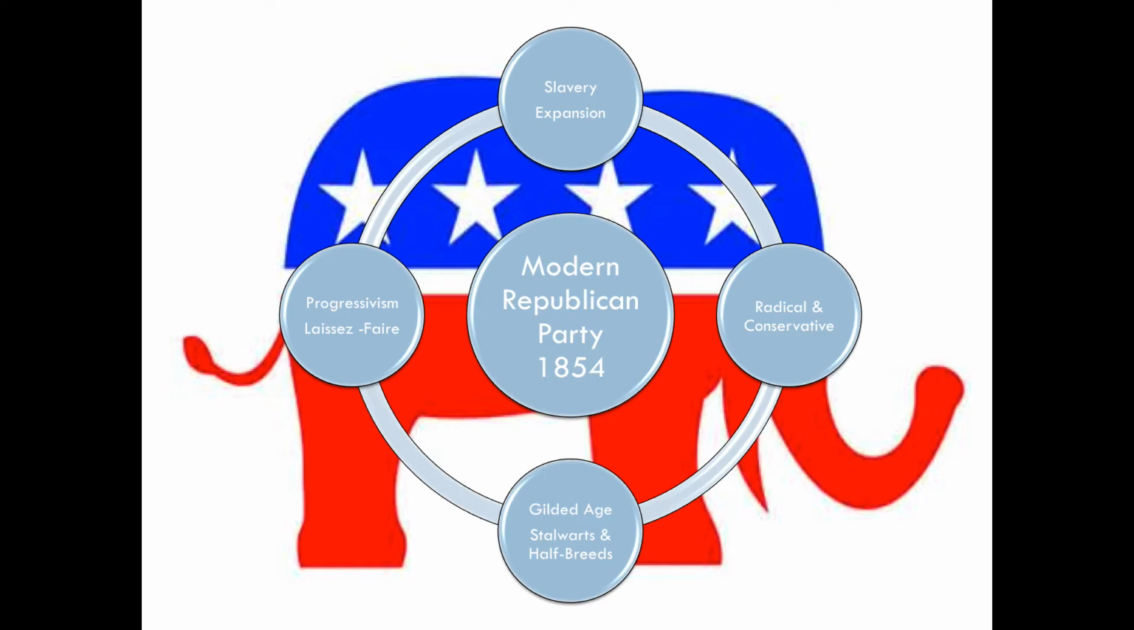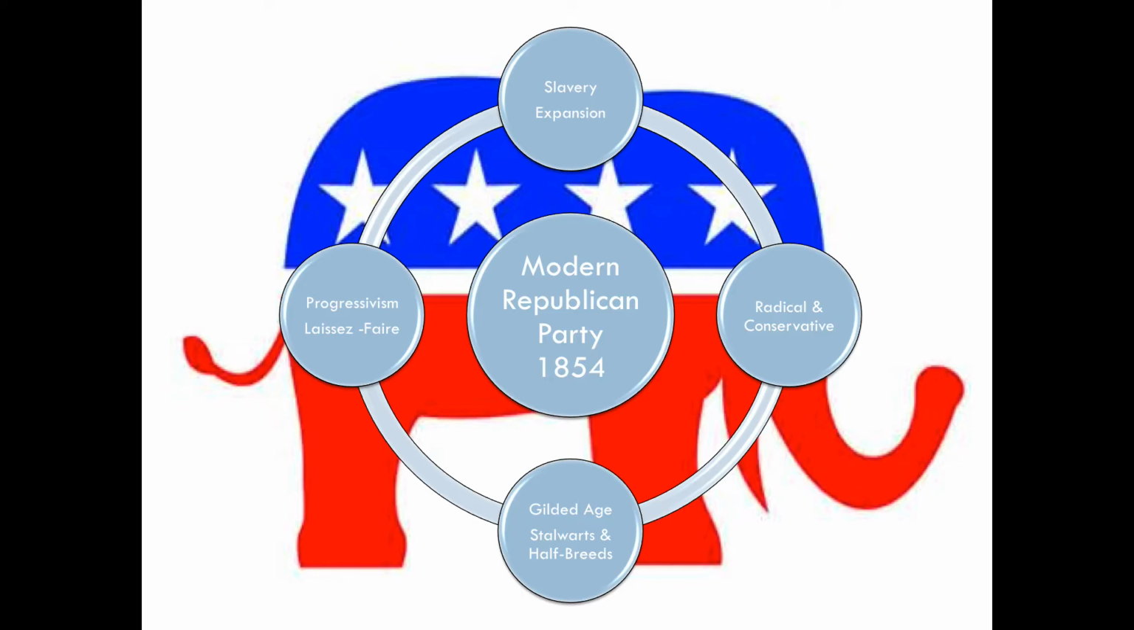When the war comes to an end, the radical element eventually vanishes, although not before they get the 13th, the 14th, and the 15th Amendment passed. But factions come back. Here come more factions now within the Republican Party. You have the stalwarts and the half-breeds.